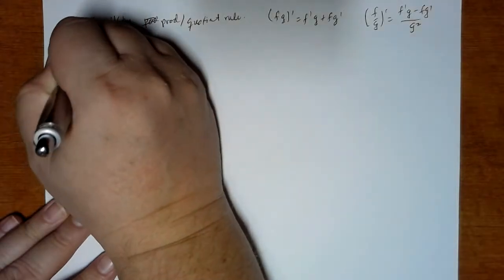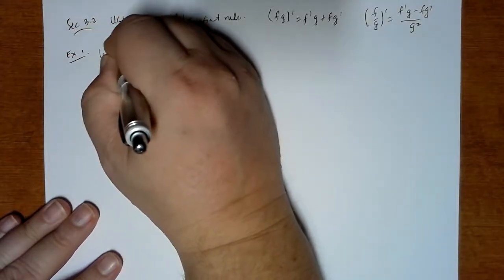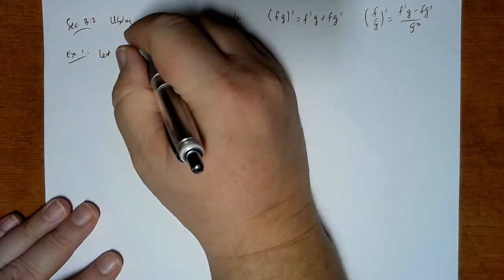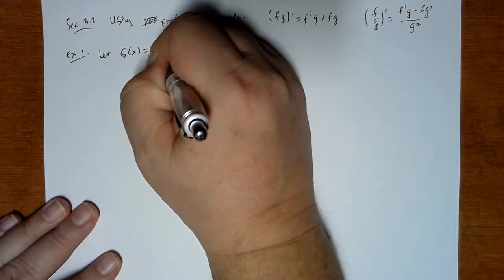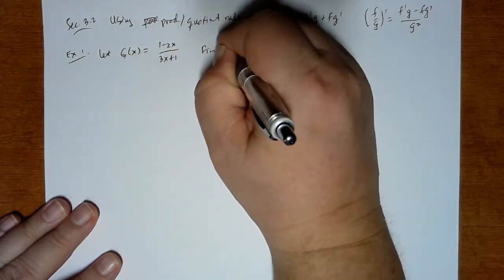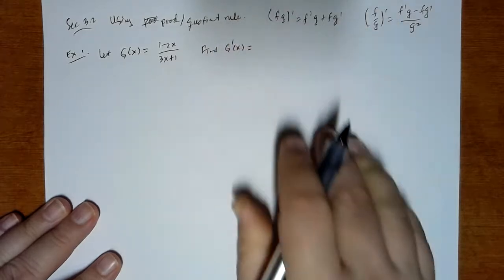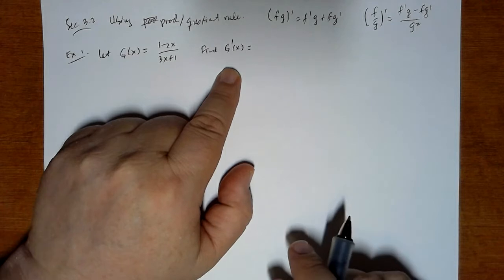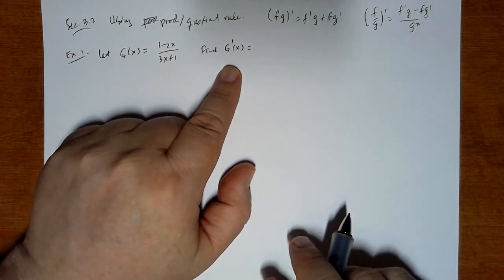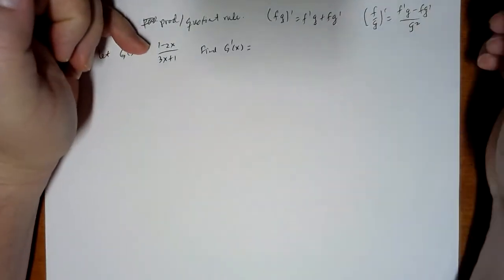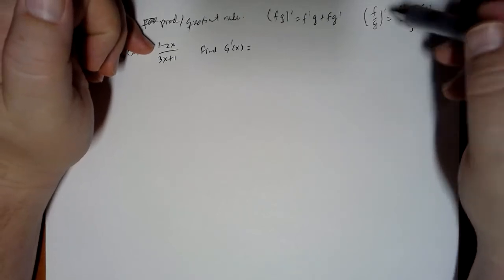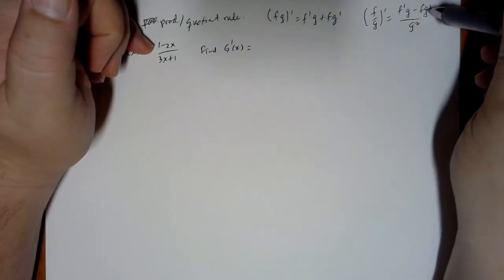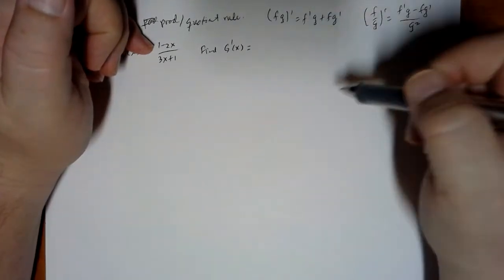Example 1. Let g of x be equal to 1 minus 2x divided by 3x plus 1. Find g prime. Okay, I'm going to pause there just for a second and let you think about it. Are you ready? Now, like we were saying last time, you could write a little table of functions if you want, but since they're just two polynomials, it might be something we can just work out live.